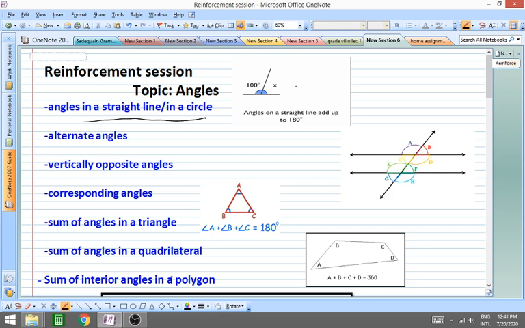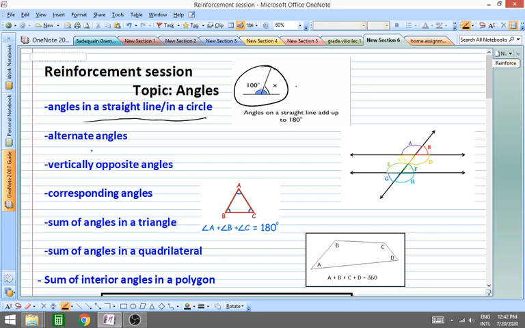Now, as you know, total angles in a straight line add up to 180 degrees. Let's say in a given figure, if I ask you to find x, then you simply subtract 100 from 180 to get this part, as the total of both angles will add up to 180.